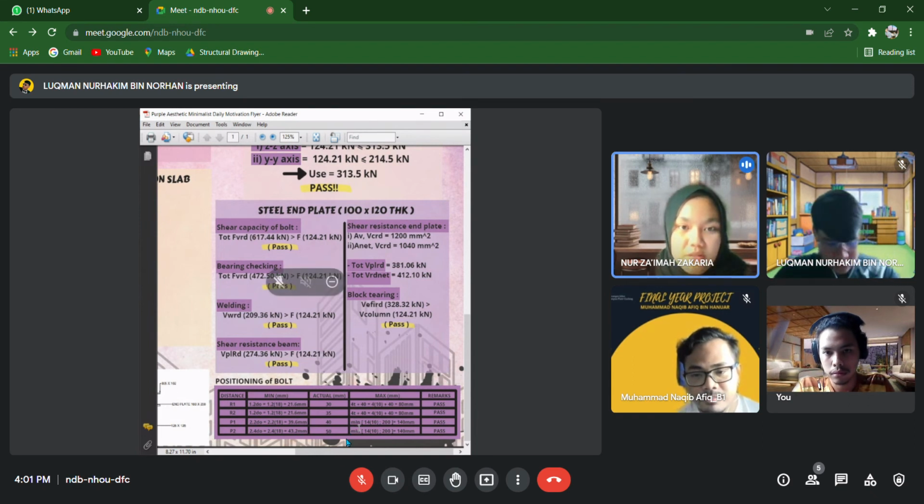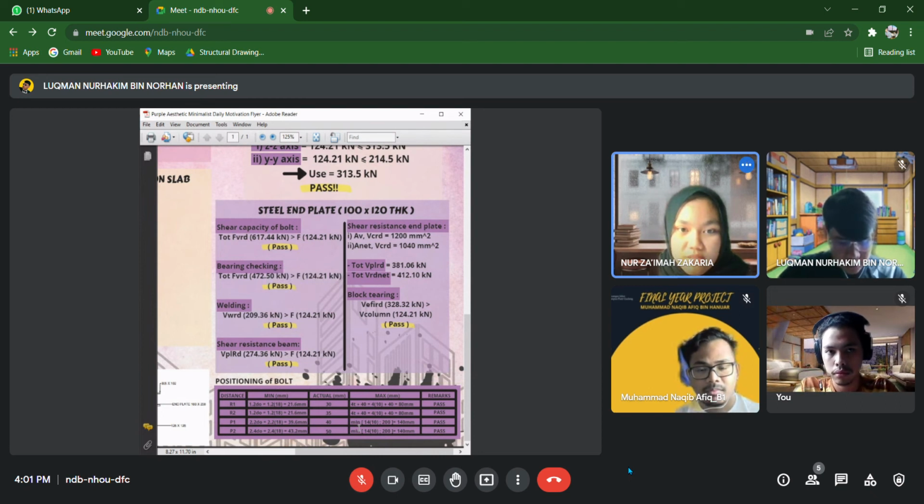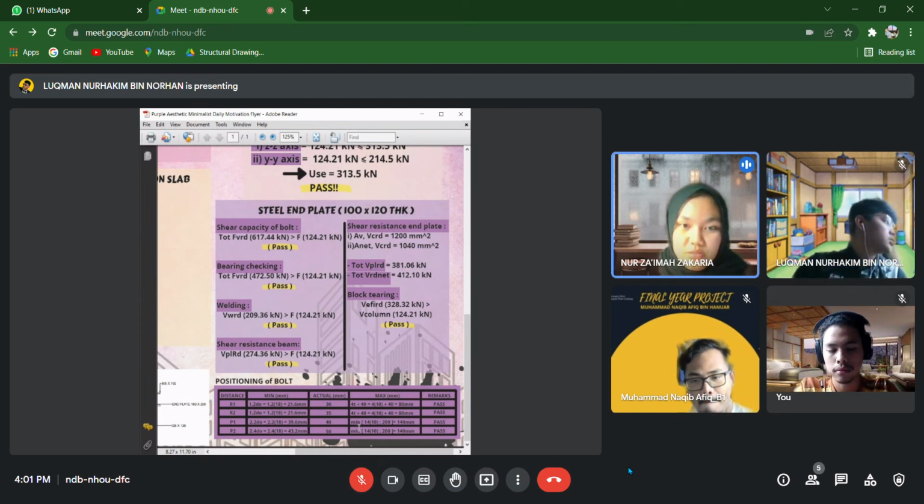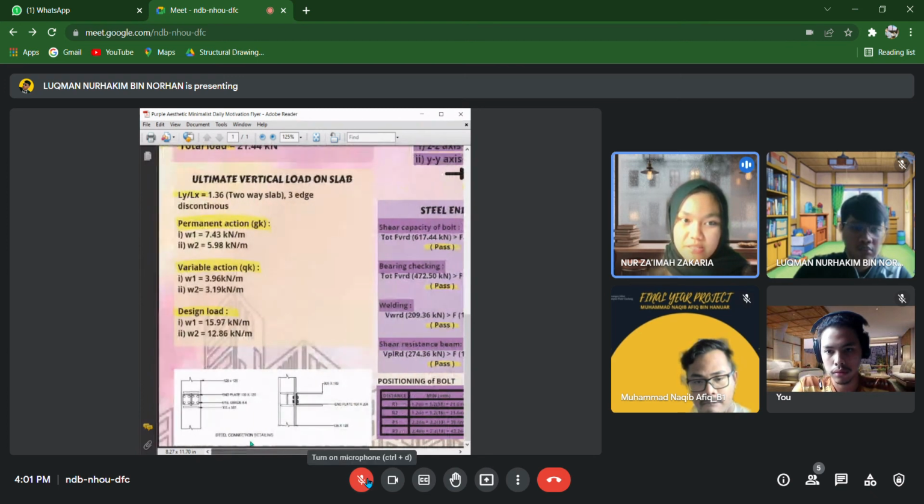As for block tearing, VeffRd is bigger than the V column, 328.32 kN bigger than 124.21 kN, and it also passes. So as a conclusion for the end plate, the overall calculation passes. That's all for the steel end plate.